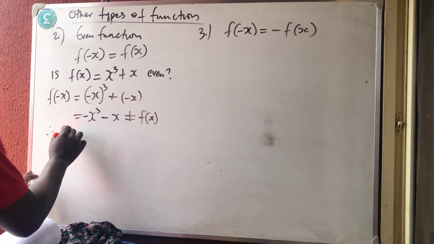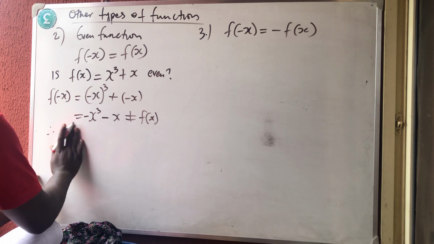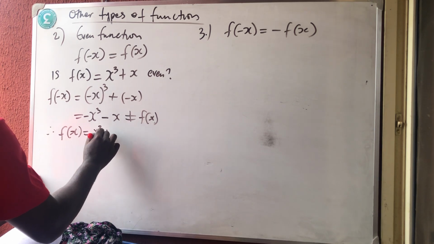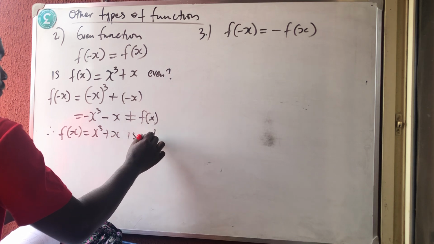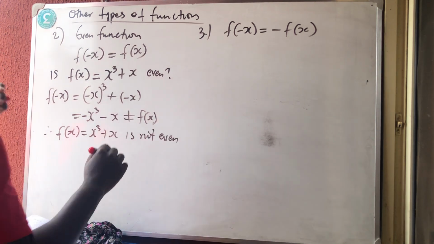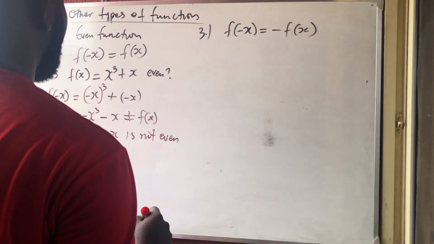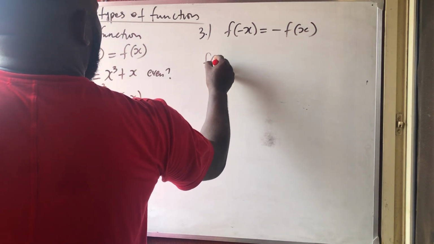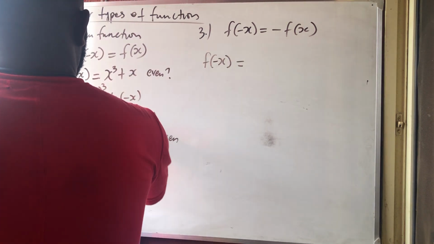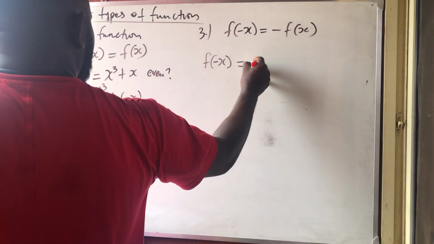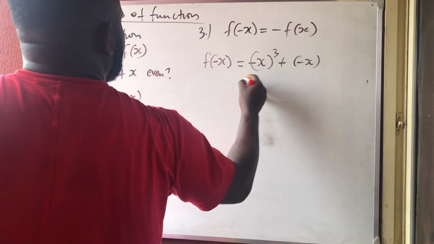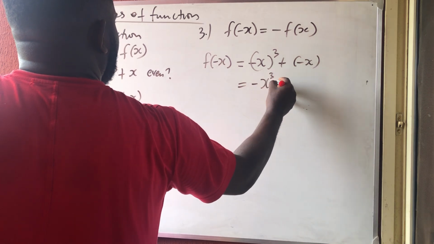Therefore, f of x, which is equal to x raised to the power 3 plus x, is not even. That doesn't make it odd, but let's check if it is odd. If you want to check if it is odd, first thing you check is f of minus x, which gave us minus x raised to the power 3 plus minus x, which is minus x cubed minus x.